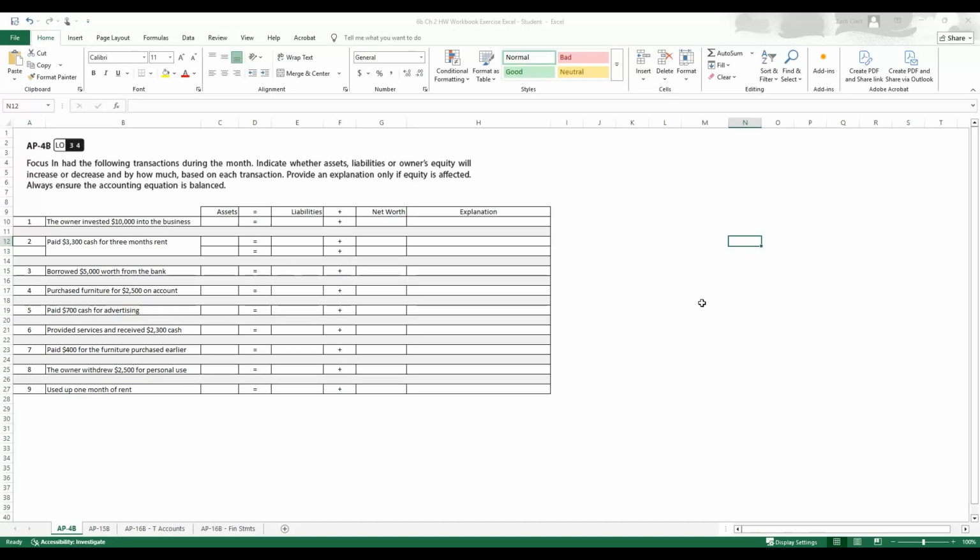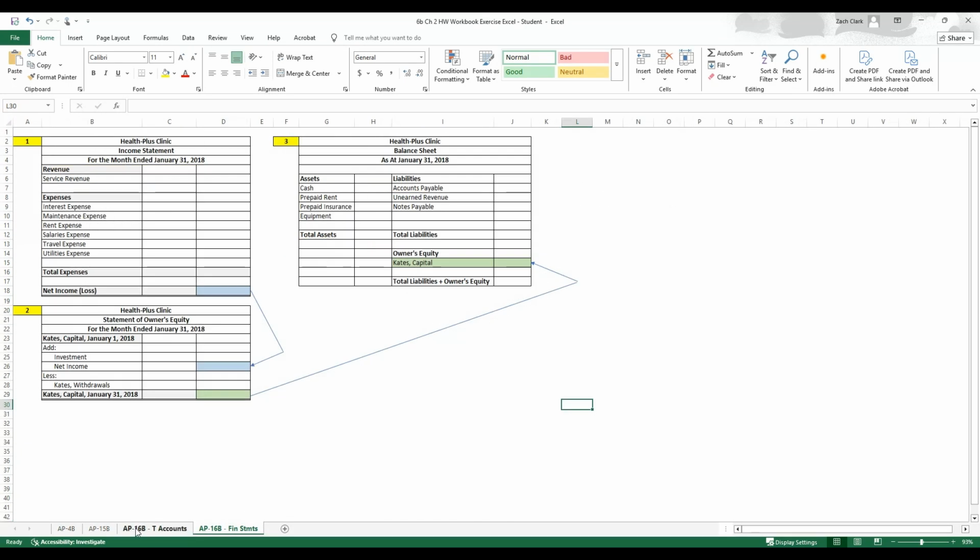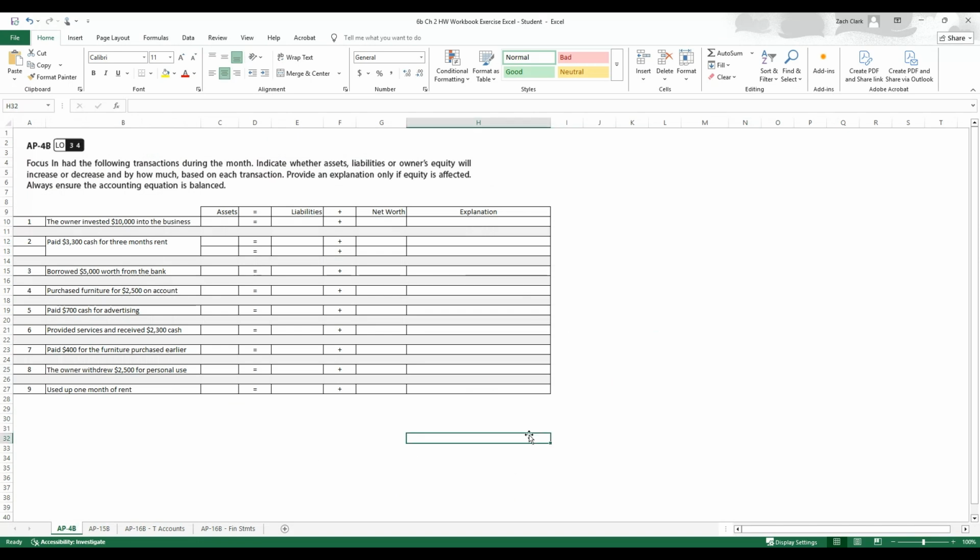Hi everyone, in this video I'm going to walk you through the workbook exercises for Chapter 2. Alright, so we're going to work on AP4B, and then in subsequent videos I'm going to separate each problem into its own video. We'll have AP15B and then AP16B, which has two separate tabs in our Excel spreadsheet. So remember that you can navigate between all the tabs just by clicking through those.